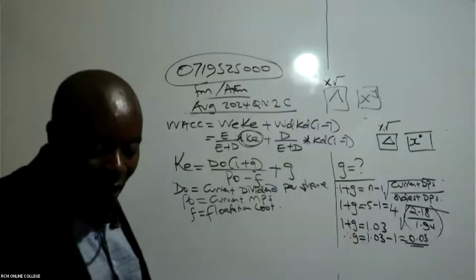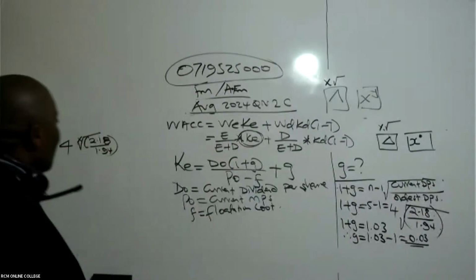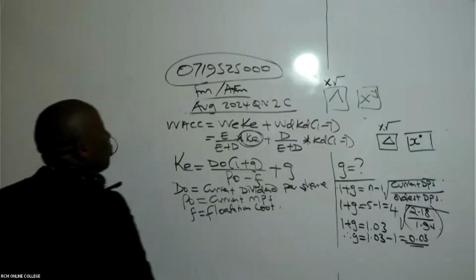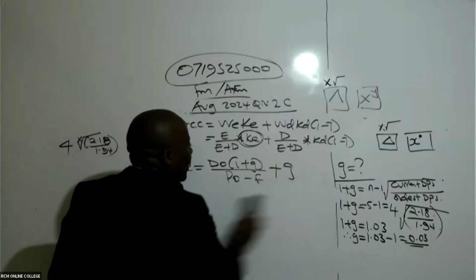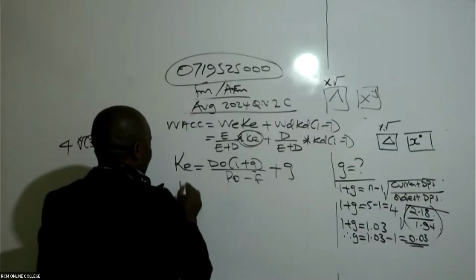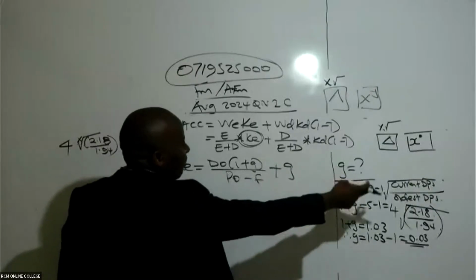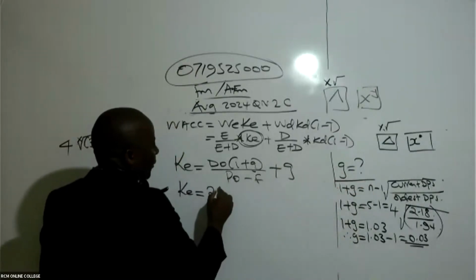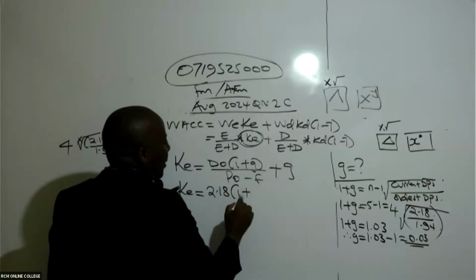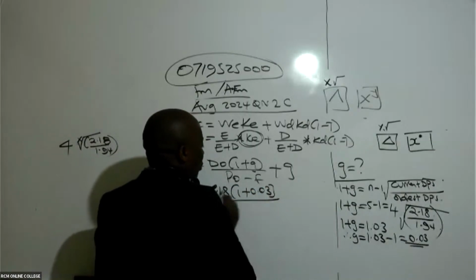So you have to practice a lot, like 5th root, 10th root. In future, they'll talk about 10th root. So that is very good. Then you have been able to get the growth rate, which is 0.03. Then I can easily get the KE. So the KE will be the current dividend. Current DPS is 2.18 into 1 plus growth rate. Growth rate is 0.03.